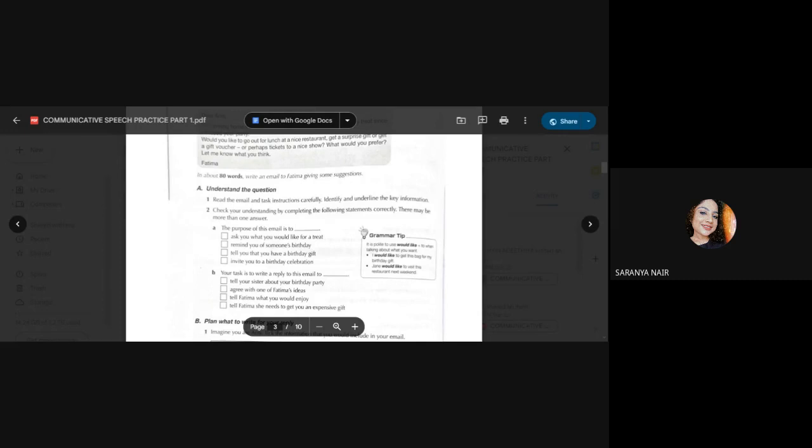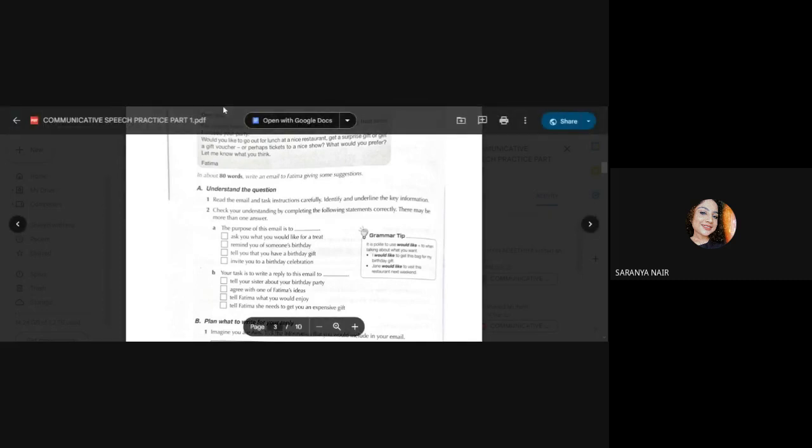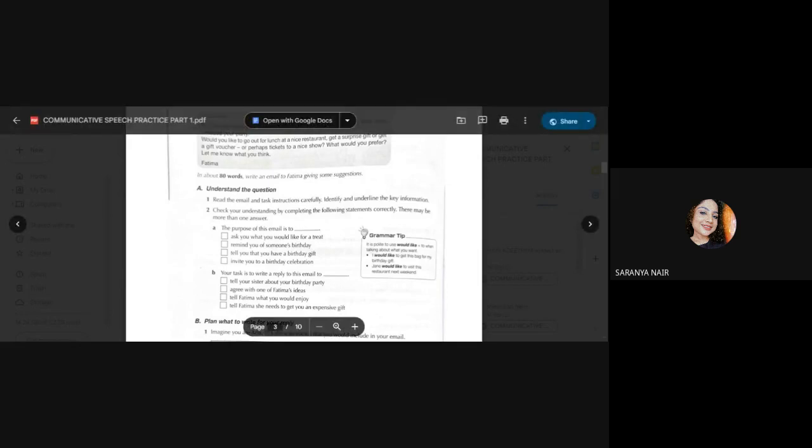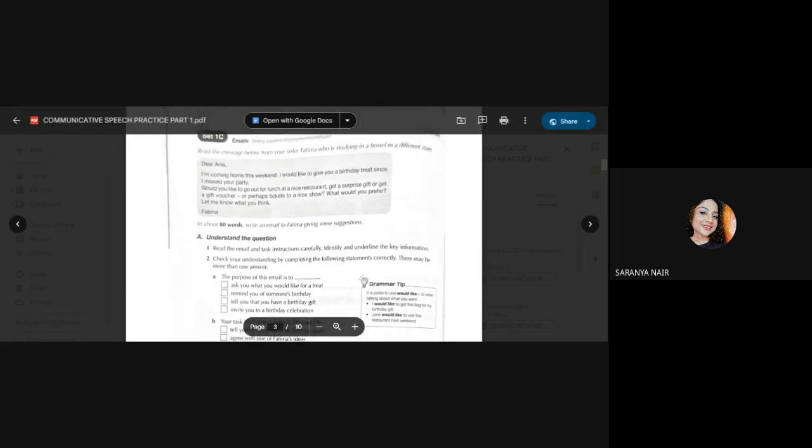Okay. Who wants to try for the first part? Read the email task. Identify and underline the key information. I hope you have done that. Check your understanding by completing the following statements correctly. There may be more than one answer. Okay, the purpose of this email. Before that, anyone wants to volunteer to read this email first?